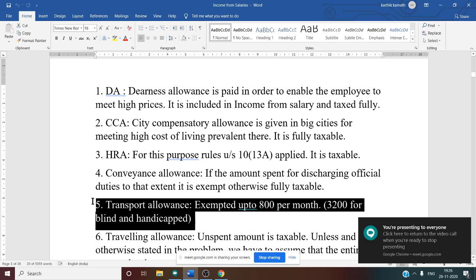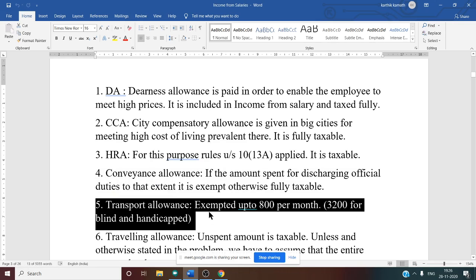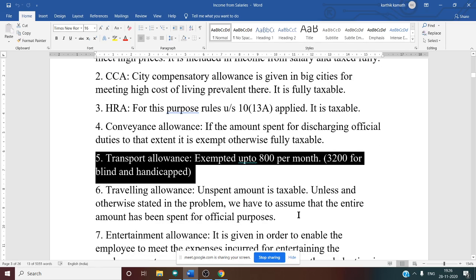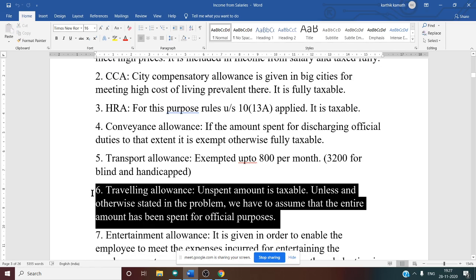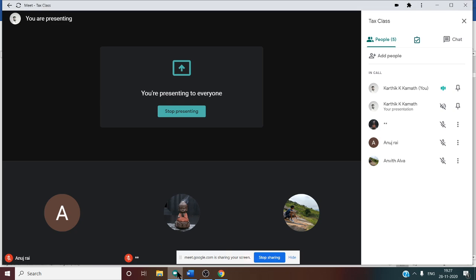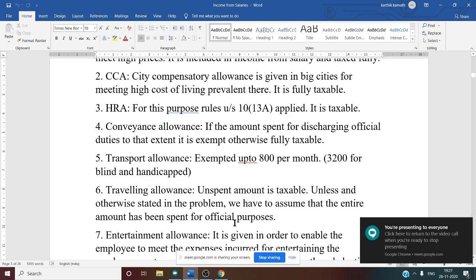Then transport allowance. What happens? Exempt up to 800. Suppose your transportation bill comes to around 1,000. In that case, 800 is exempt, 200 is taxable. 3,200 for blind and handicapped. For them the exemptible limit is more, 3,200. Then traveling allowance. Unspent amount is taxable. What do you mean by unspent amount? Suppose your traveling allowance is 30,000 and your expenses incurred are only 25,000. In that case, 5,000 is taxable.